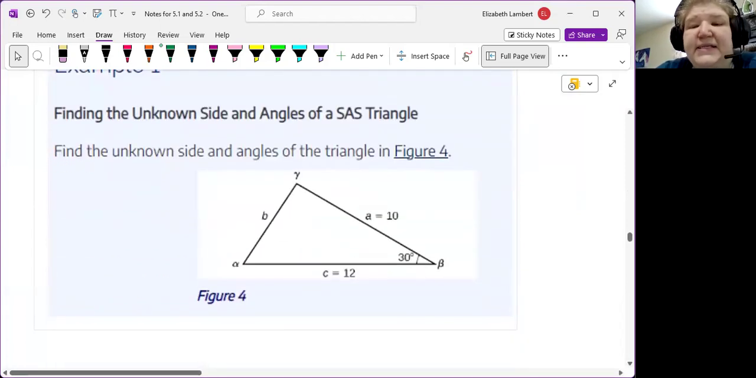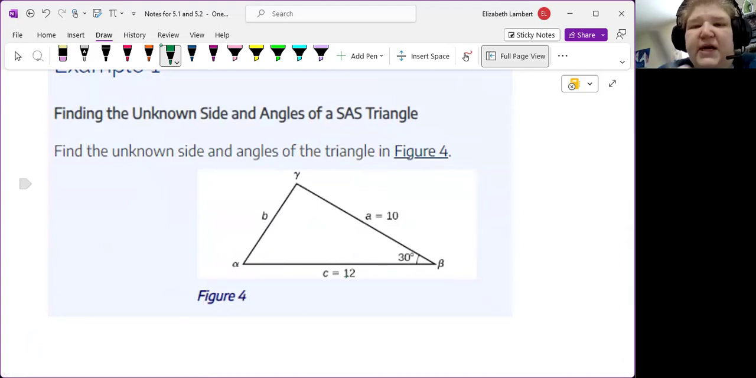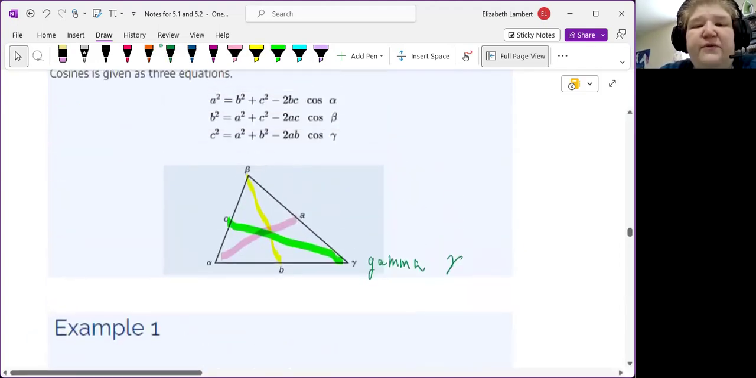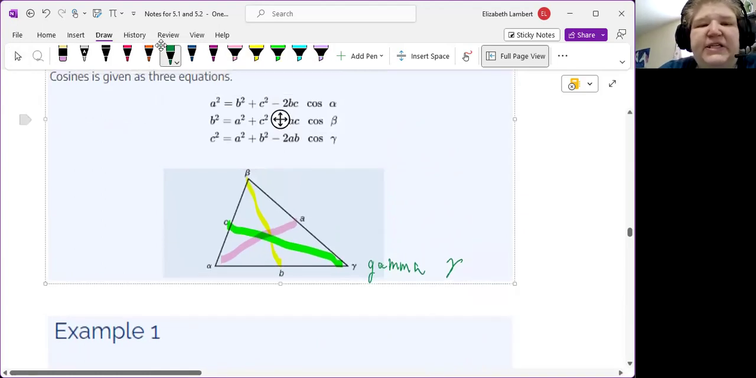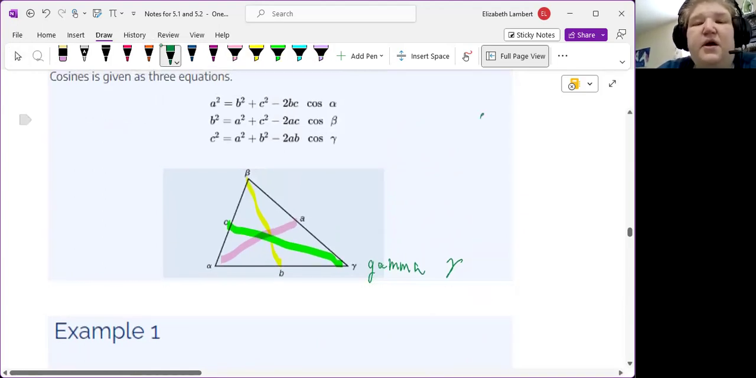So here's a classic setup. You have two side lengths and the angle in between them. So we're going to have to use law of cosines. Now there's three different forms, but I tend to use this third one because it starts looking just like the Pythagorean theorem, and then I just add on this little extra thing.